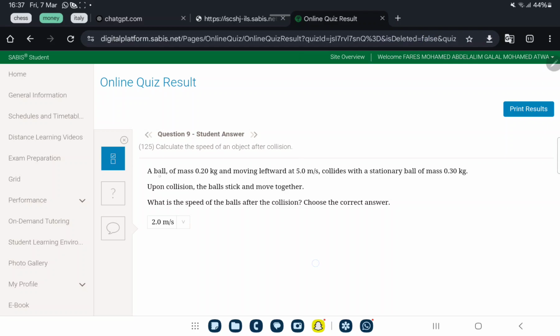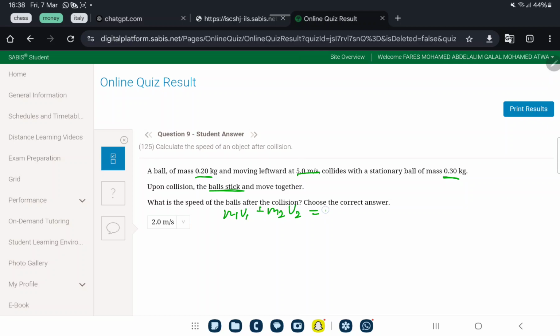We have a ball of mass 0.2 moving leftwards at a speed of 5 towards a stationary ball of mass 0.3 kilograms. So m1 v1 plus m2 v2. They said upon collision the balls stick together.